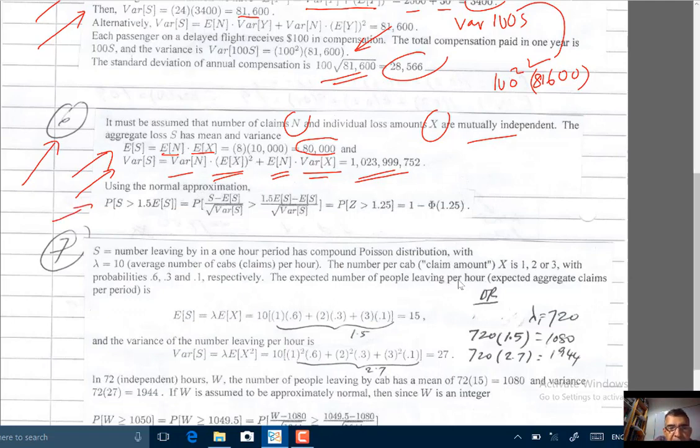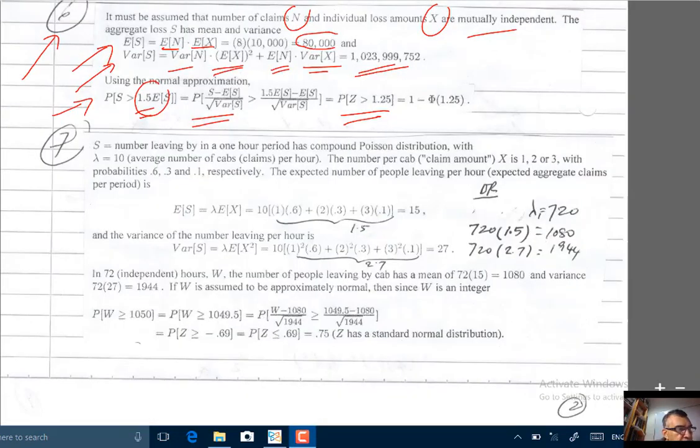So we're trying to find the probability that S is bigger than 1.5 times the expected value of S. This part you can do yourself because we're using the normal distribution. Take 1.5 expected value of S minus expected value of S, so you'll get 0.5 expected value of S divided by the standard deviation of S. Clean that up a little bit and you'll get the probability of Z bigger than 1.25. Do you need to read off your answer? No, just pick the correct response, C.